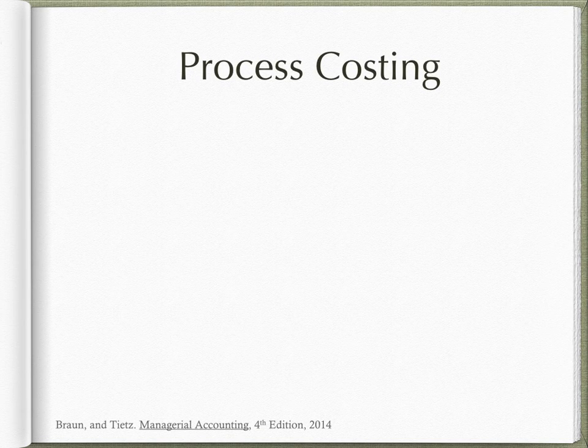According to our textbook, process costing is used by companies that produce extremely large numbers of identical units through a series of uniform production steps or processes. To put it in simpler terms, companies that produce the same product over and over again without any deviation or customization will use this costing system.